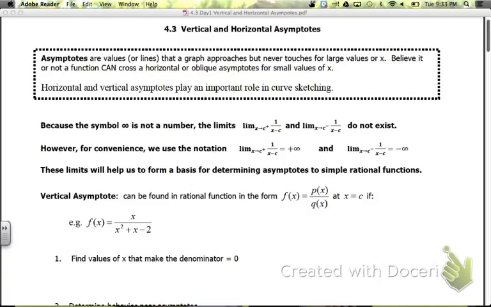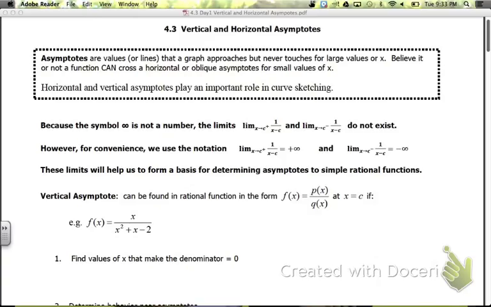Also, horizontal and vertical asymptotes play an important role in curve sketching. So when we're looking at our asymptotes, you're going to be looking at the limit as x approaches c from both the positive and negative side. We're going to use that notation for looking at it as it approaches positive and negative infinity. However, this limit doesn't actually exist for these asymptotes. These limits will help us form a basis for determining asymptotes of simple rational functions.